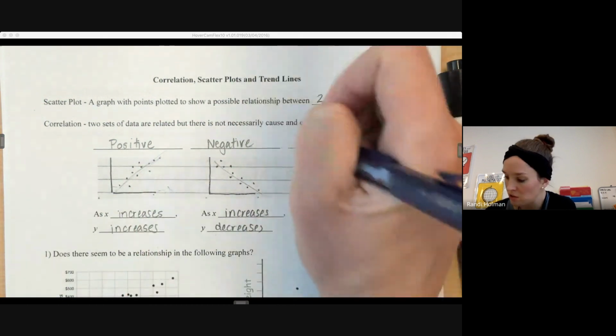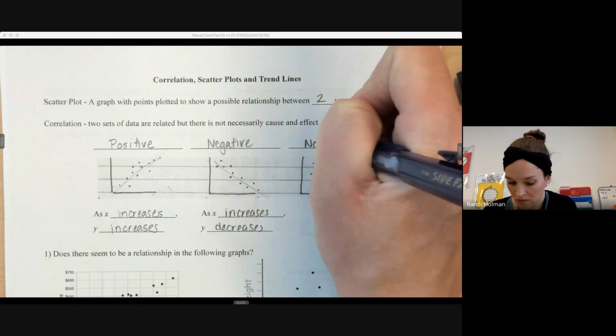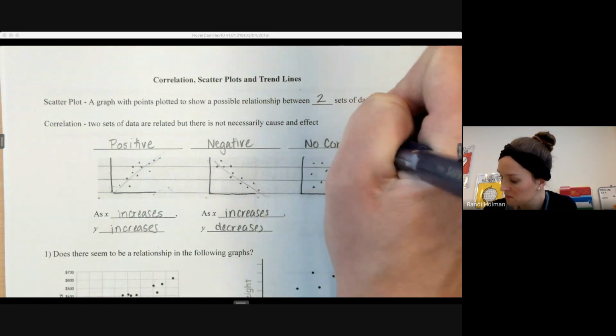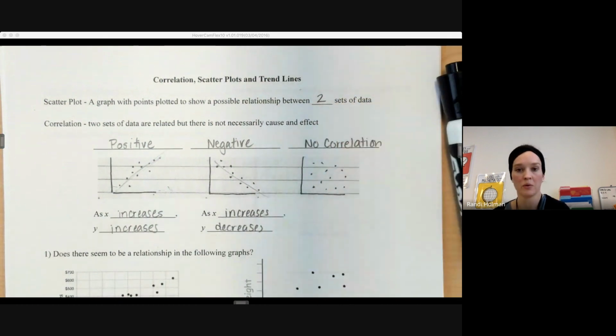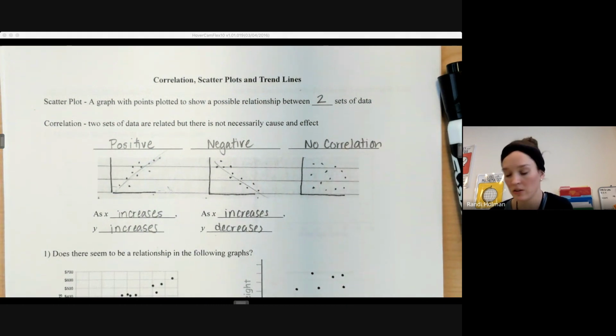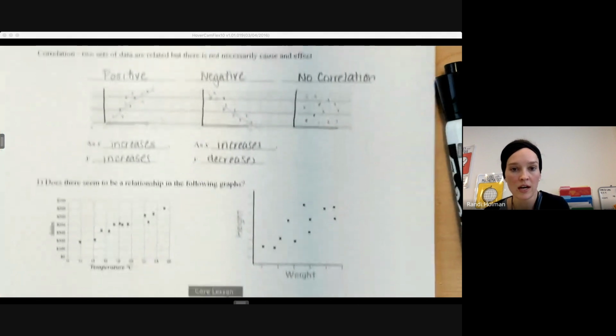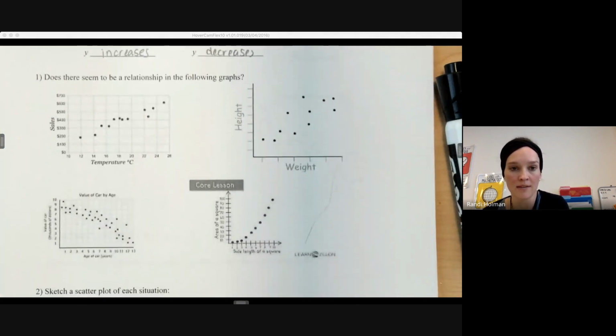Okay, or we could have no correlation, which would look something like this, where we just have a smattering of points. They don't tend to go up or down as your x increases. So let's just look at these and practice identifying that correlation.